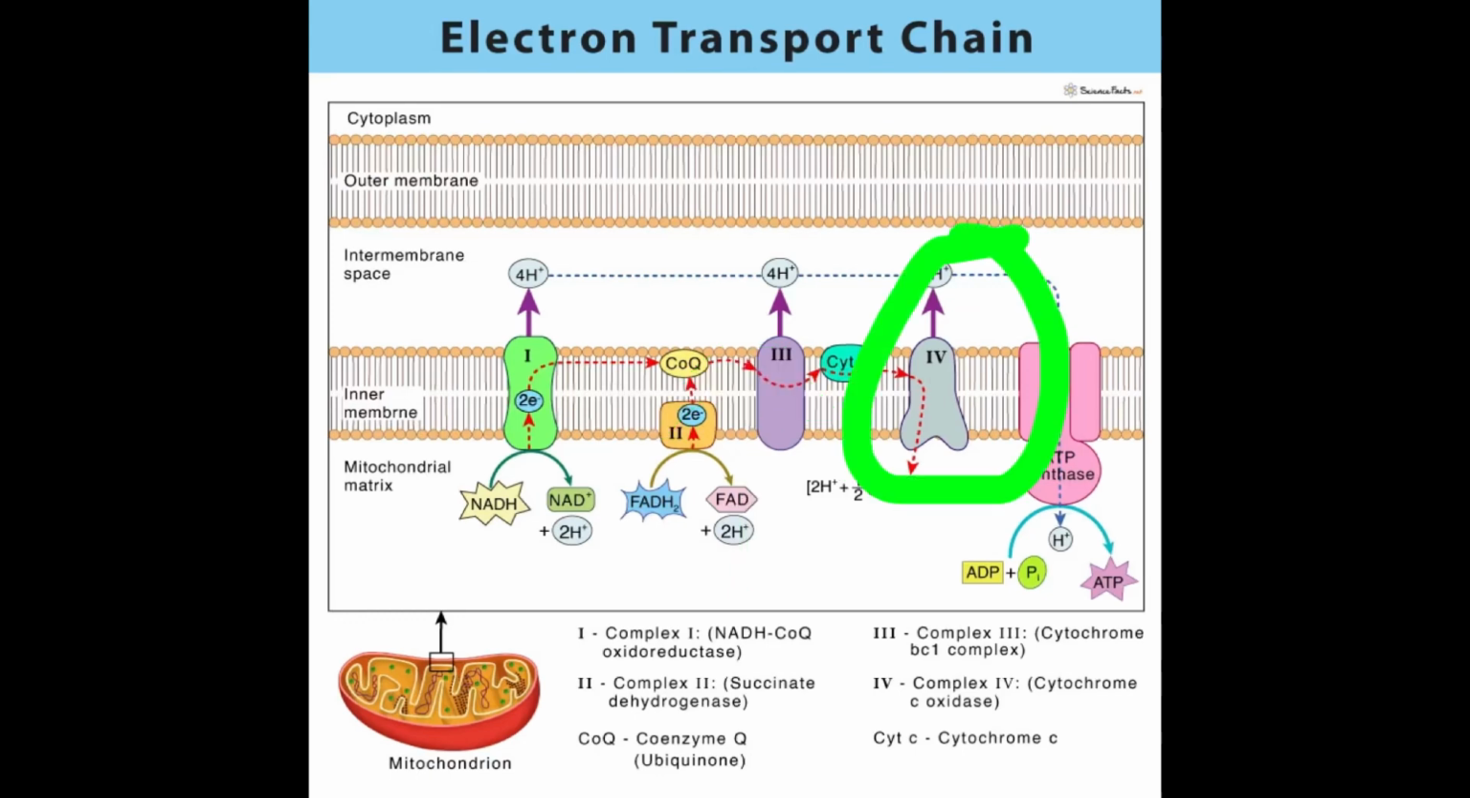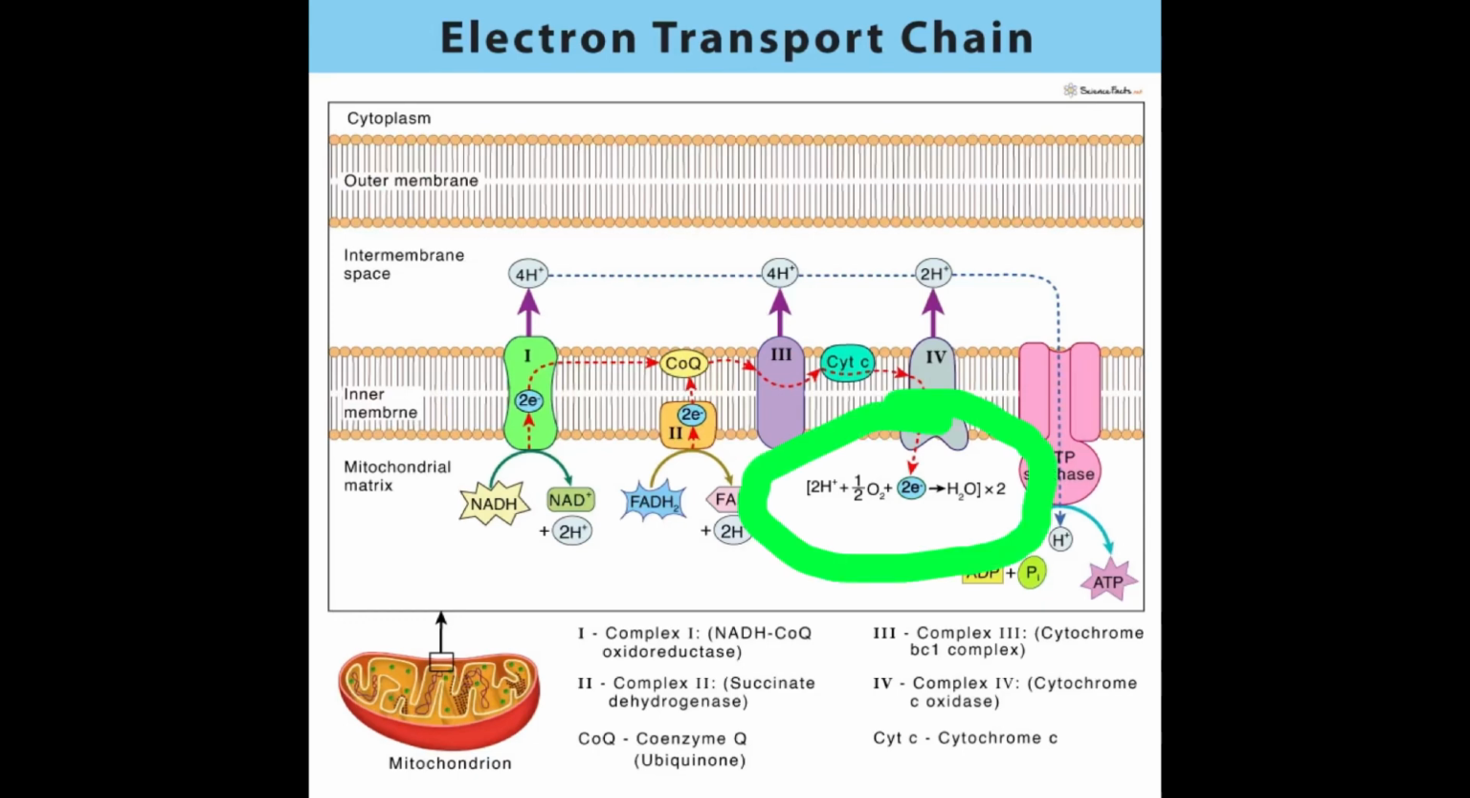Cytochrome c and complex 4, cytochrome c oxidase. Cytochrome c carries electrons from complex 3 to complex 4, cytochrome c oxidase. At complex 4, electrons are transferred to molecular oxygen, O2, which serves as the final electron acceptor, forming water, H2O. You usually respire that water, I think. As electrons move through complex 4, protons are pumped across the membrane.